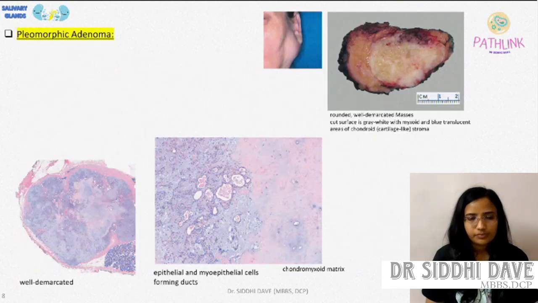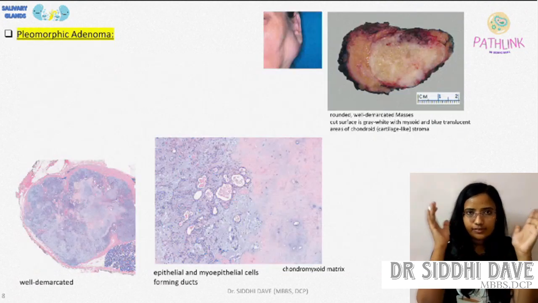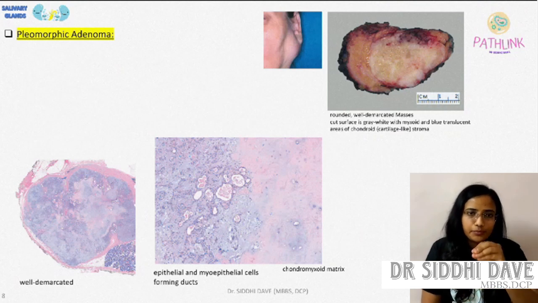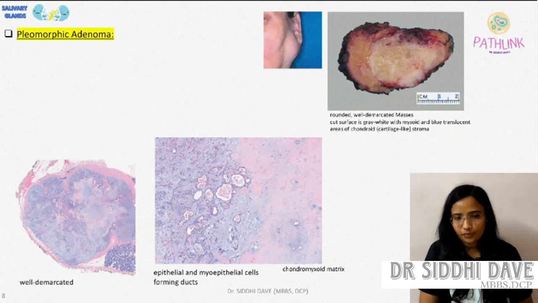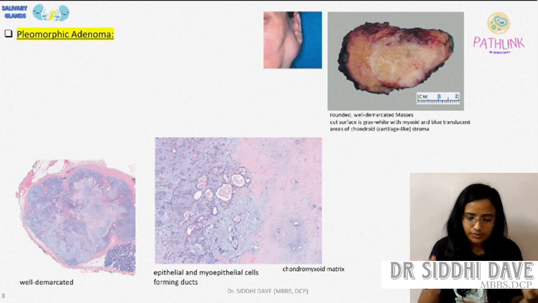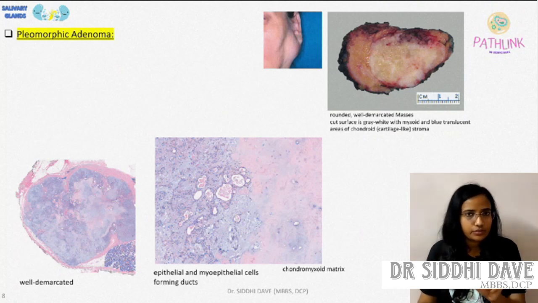So first we will discuss the high-yield tumors of the salivary gland. If you must know about any tumor of the salivary gland, it is pleomorphic adenoma. Pleomorphic morphology is pleomorphic adenoma. It is also known as mixed tumor.